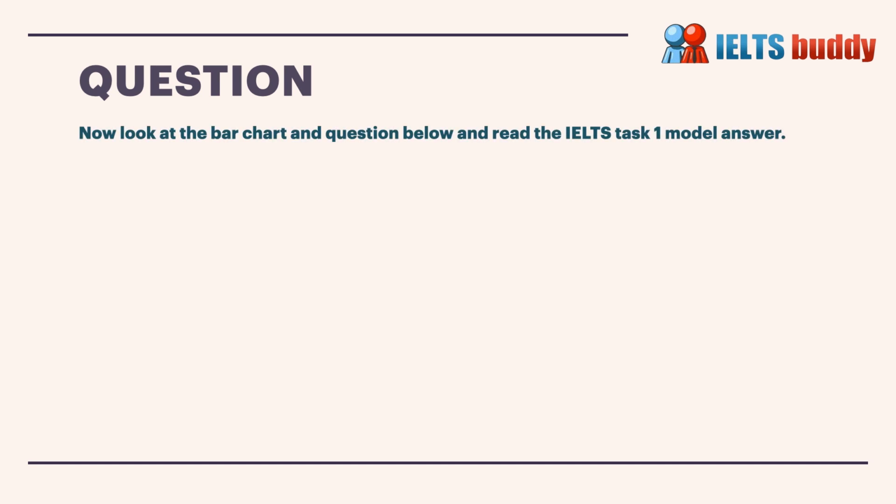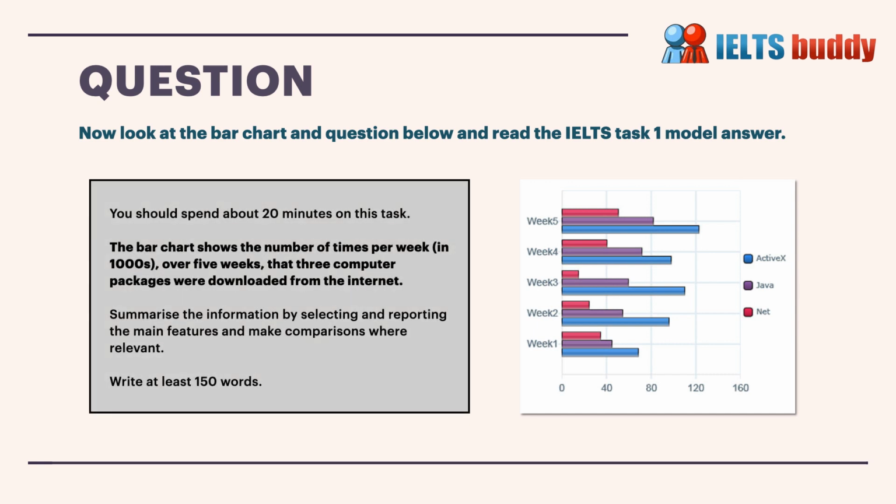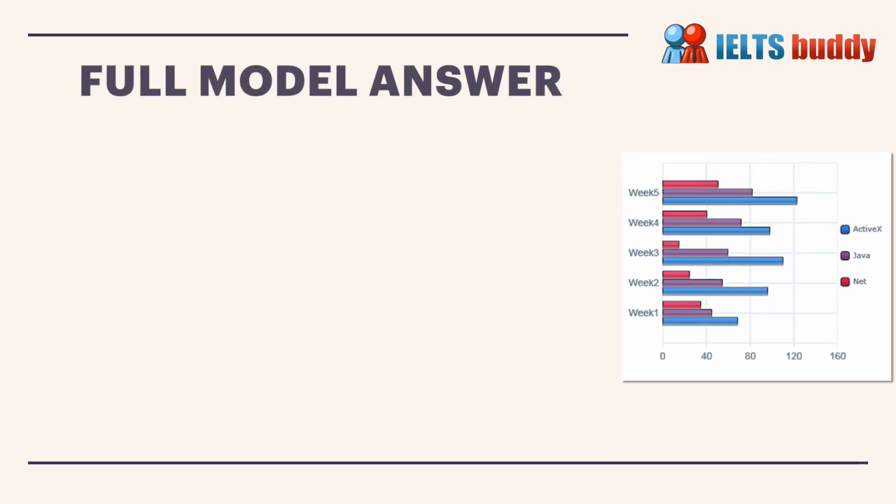So now look at the bar chart and question below and read the IELTS Task 1 model answer. So here's the graph or the bar chart, and this is the kind of prompt you'll get. The bar chart shows the number of times per week in thousands over 5 weeks that 3 computer packages were downloaded from the internet. And you can see that's ActiveX, Java and Net. So let's look at a full model answer.